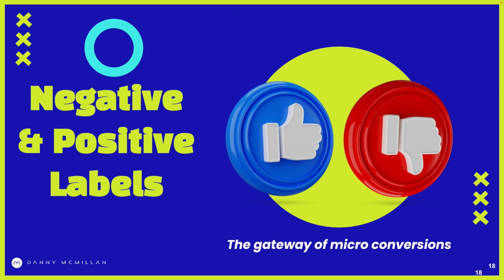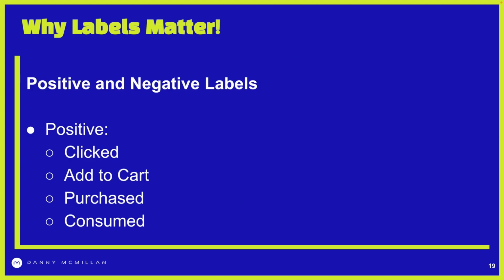Okay, so this is where it gets very interesting and the bits where you can have some takeaways. And this pertains to negative and positive labels. So this is the gateway to what we call micro conversions. So why do the labels matter? Well, with positive and negative labels, if we look at some examples on the positive side, you've got clicked, add to cart, purchased and consumed.